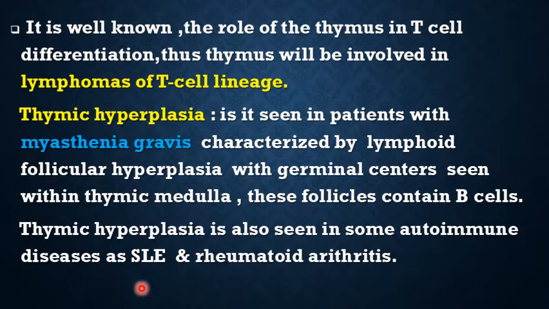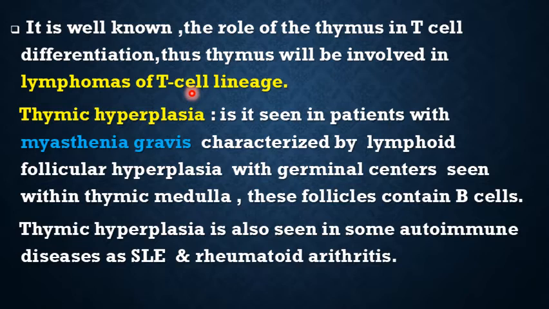It is well known that the thymus has a role in T cell differentiation, thus the thymus will be involved in lymphoma of the T cell lineage. Actually, this lymphoma of the T cell lineage mostly develops in children, and it is named acute lymphoblastic lymphoma or acute lymphoblastic leukemia of T cell origin, which most commonly develops in the thymus.